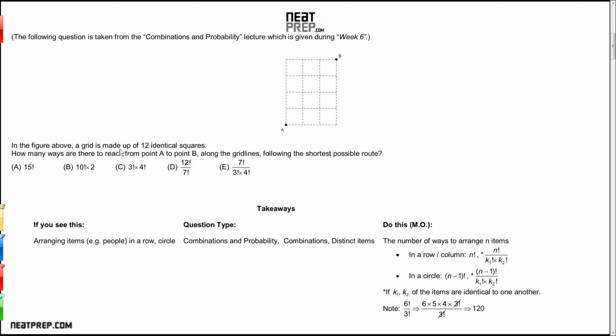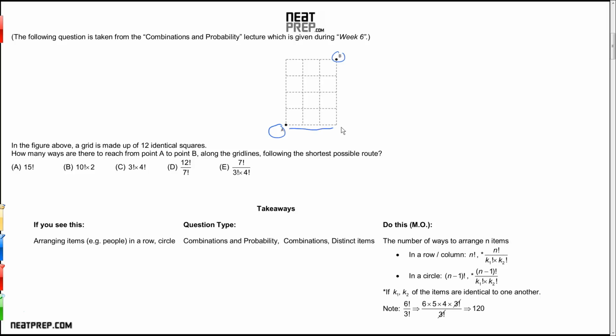In the figure above, a grid is made up of 12 identical squares, and how many ways are there to reach from point A to point B using the shortest possible route along the grid lines? In other words, you're not allowed to go back. Now, this is not a very easy question.